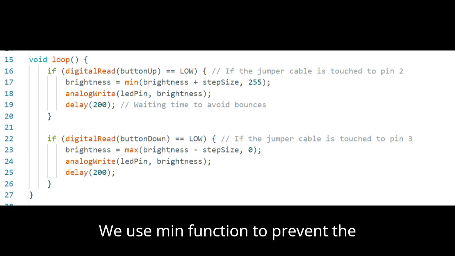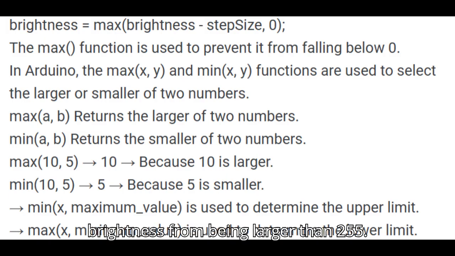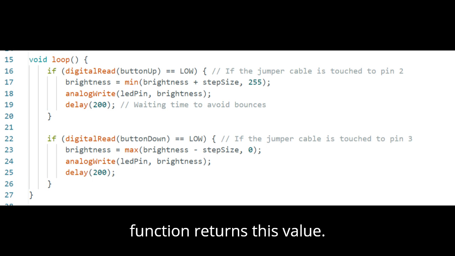We use the min function to prevent the brightness from being larger than 255. If the newly calculated brightness is larger than 255, the min function will return 255. If the new value is smaller than 255, the min function returns the smaller number. We use the max function to prevent the brightness from falling below 0. For the max function, if the brightness falls below 0, we choose 0. If the new value is larger than 0, the max function returns this value.